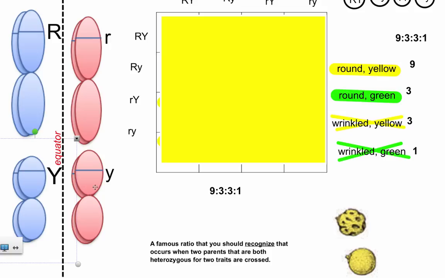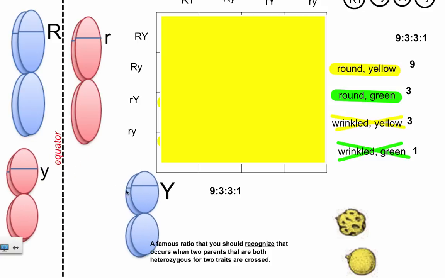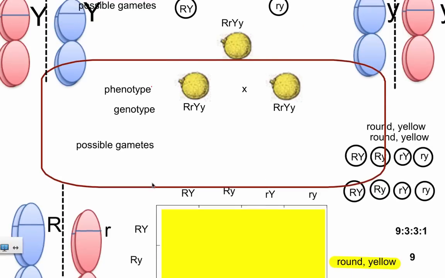So this is the equator. So if anaphase were to happen, this big R could go with this big Y. That's one possible gamete. This little r could go with this little y. That's another possible gamete. But if they happen to line up like this, and we can expect that to happen 50% of the time, now I can have another possible gamete, big R and little y, and then I can have a little r and big Y. So did you count up? That's 4 possibilities. 4 possibilities.